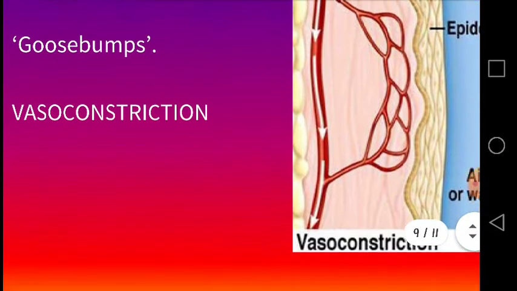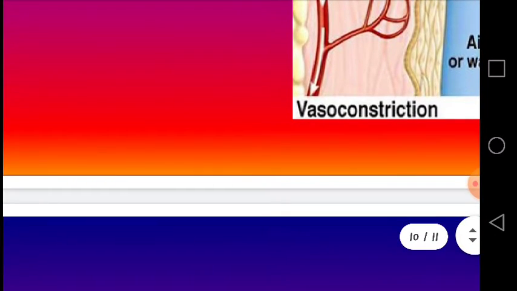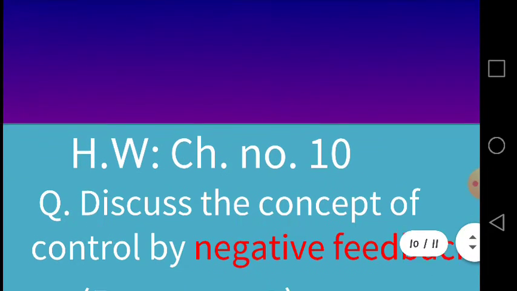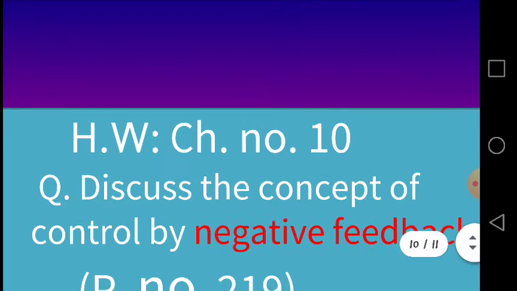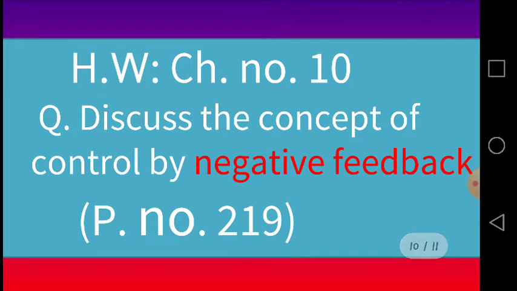So dear students, you have understood this process, how the body temperature is maintained in both conditions. Now I have selected a question from your book. The answer to this question is present on page number 219 in chapter number 10. Your question is to discuss the concept of control by negative feedback. You have to write this answer in your notebooks and send it back to your respective groups.